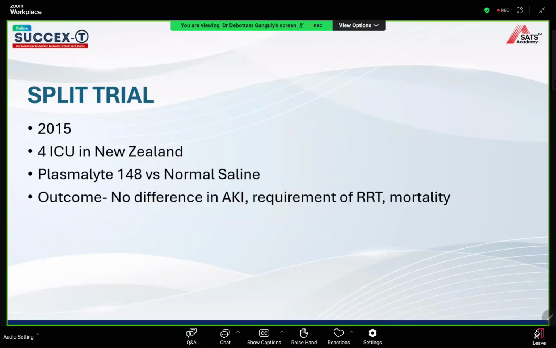But what to do, and what is the evidence? There is the SPLIT trial in 2015, done in 4 ICUs in New Zealand.